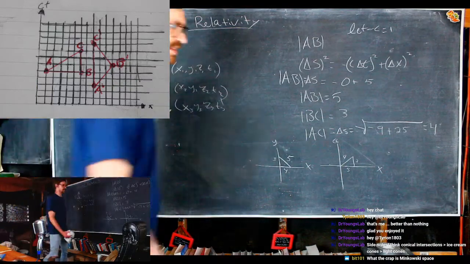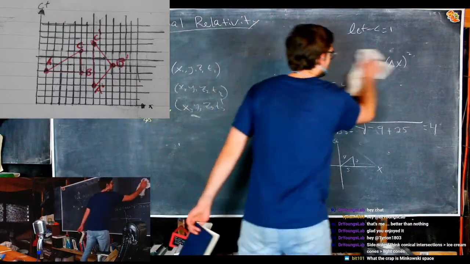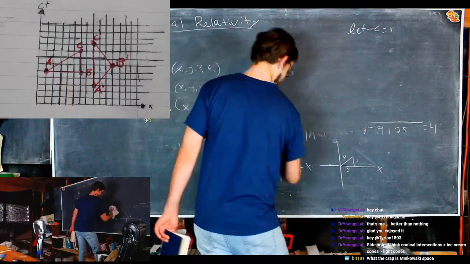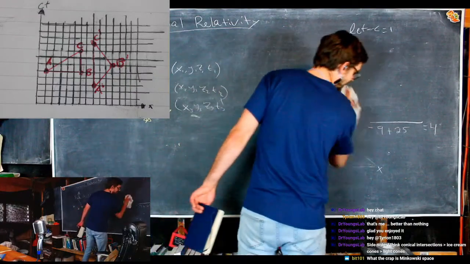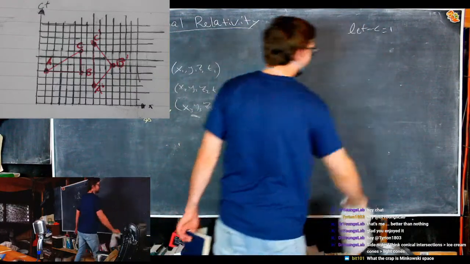Where's my eraser? C is still equal to 1. If I ever write a C, it's an accident. It's supposed to be 1.